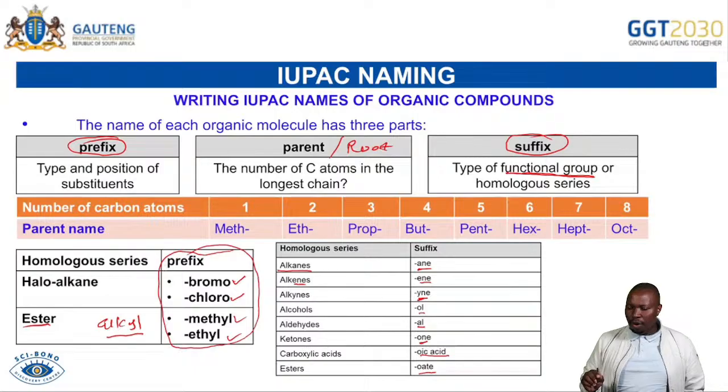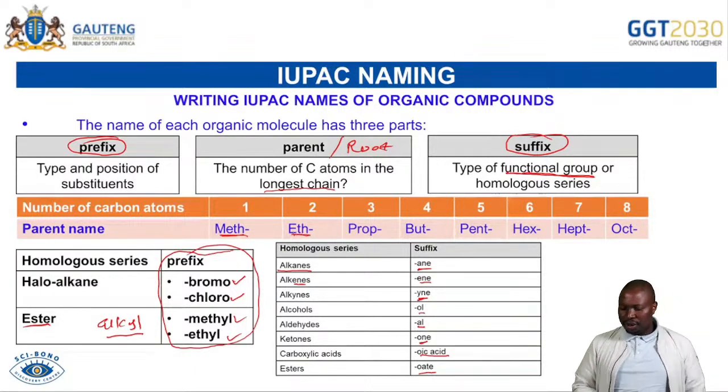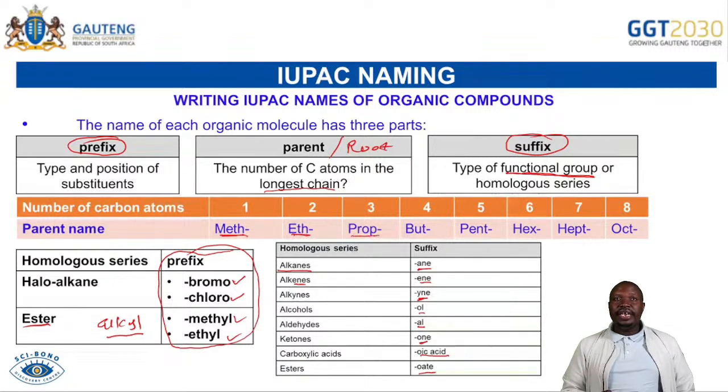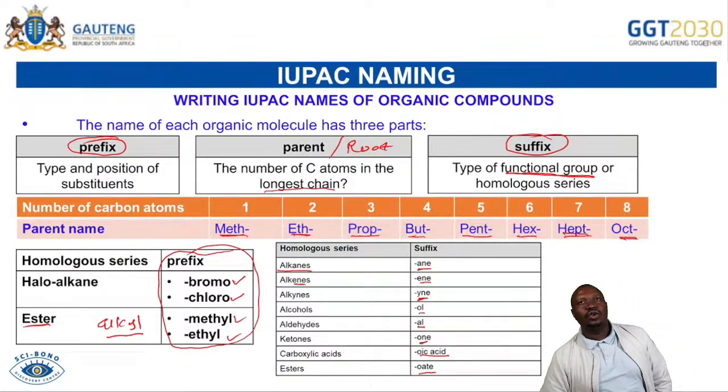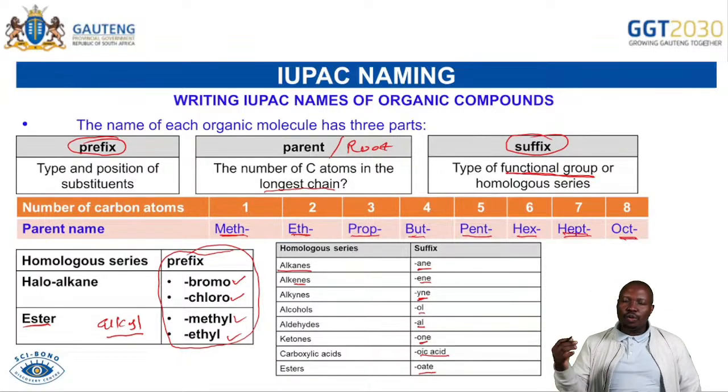Now, remember we talked about the parent or the root. We said you look for the longest carbon chain. If the longest carbon chain has one carbon, we're going to call it meth. If it has two carbons, we're going to call it eth. If it has three carbons, we're going to call it prop. If it has four carbons, we're going to call it but. If it has five, we'll call it pent. 6, hex. 7, hept. 8, oct. So you got to know that the longest carbon chain is the one that will tell us the parent or the root of that particular name.